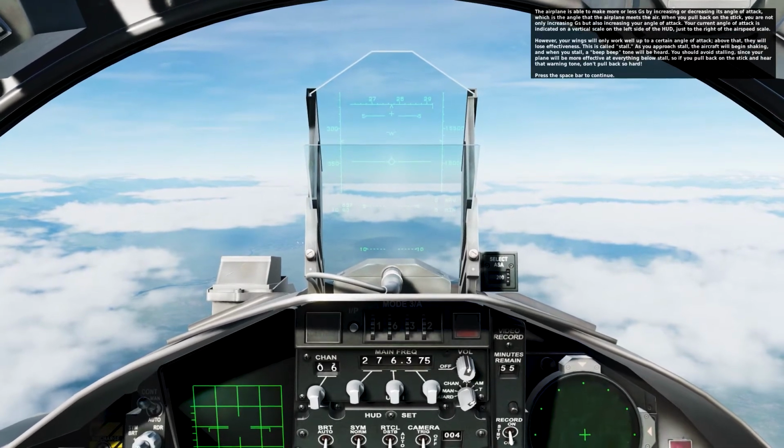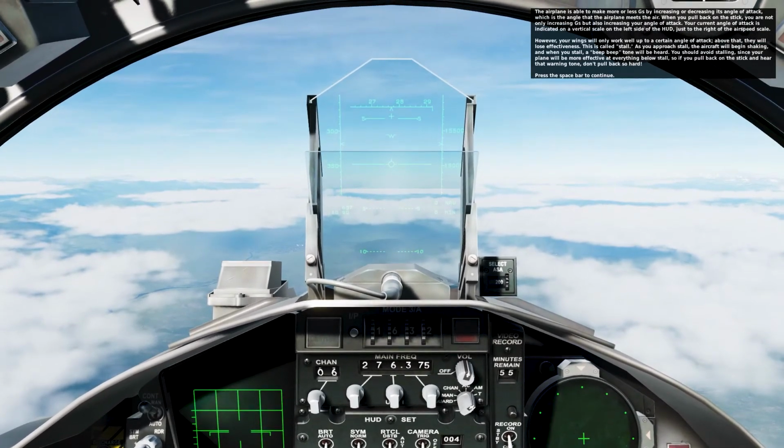The airplane is able to make more or less Gs by increasing or decreasing its angle of attack, which is the angle that the airplane meets the air. When you pull back on the stick, you are not only increasing Gs, but also increasing your angle of attack. Your current angle of attack is indicated on a vertical scale on the left side of the HUD, just to the right of the airspeed scale. However, your wings will only work well up to a certain angle of attack. Above that, they will lose effectiveness.